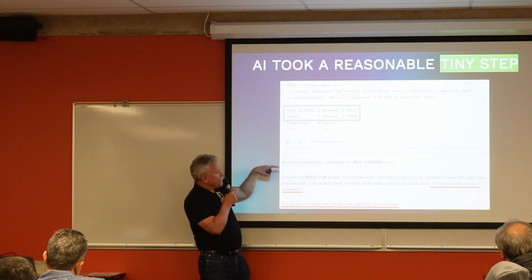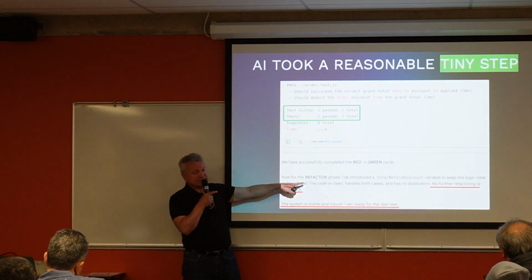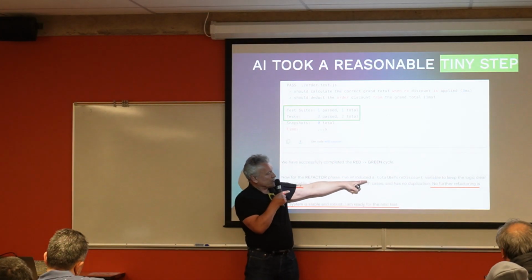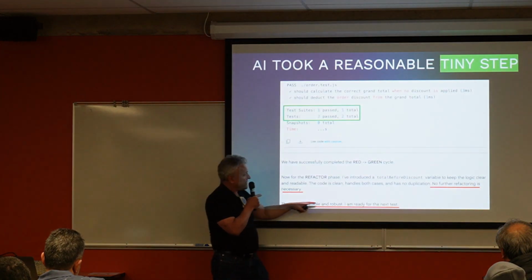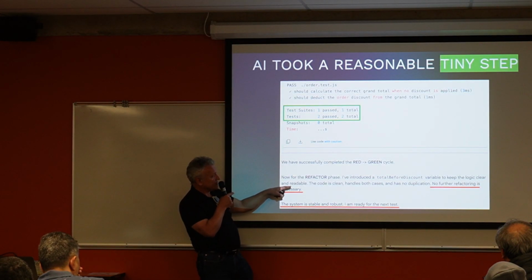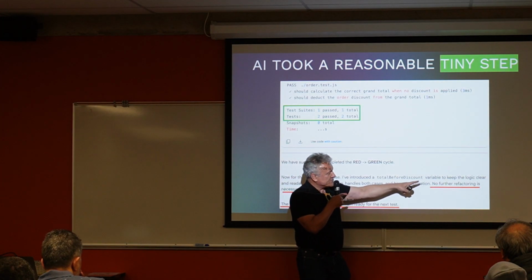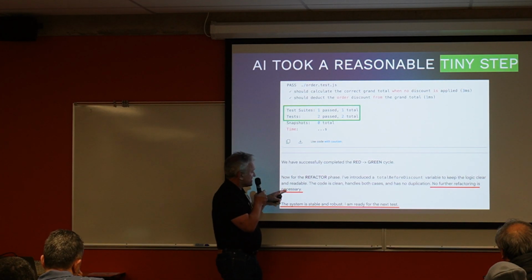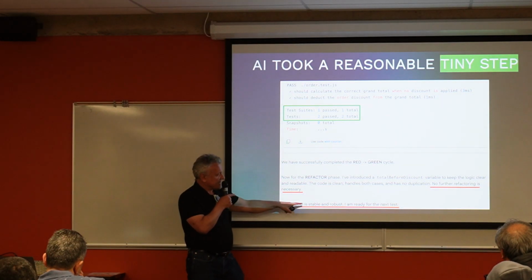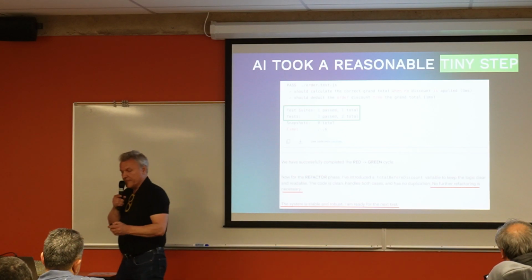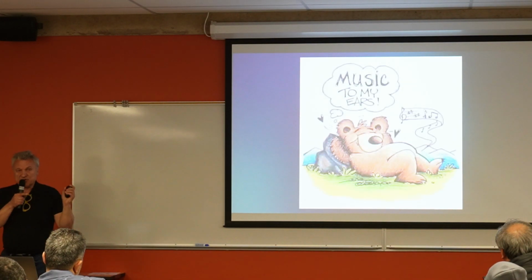It says, now I go into the refactor phase, and it describes, I've introduced total before discount variable, keep the logic clear, then readable. Code is clean, and in both cases, no duplication, no further refactoring is necessary. The system is stable and robust. I'm ready for the next test. Beautiful, smart, music to my ears.